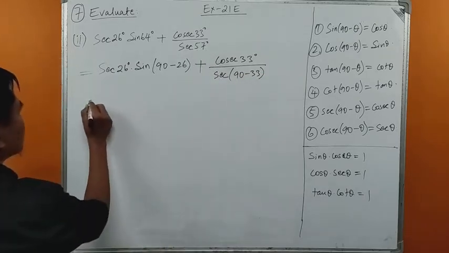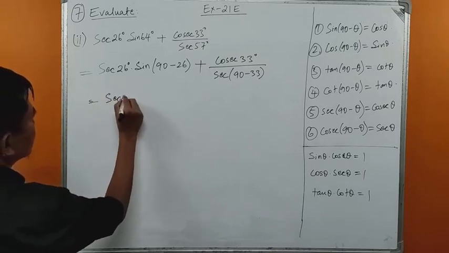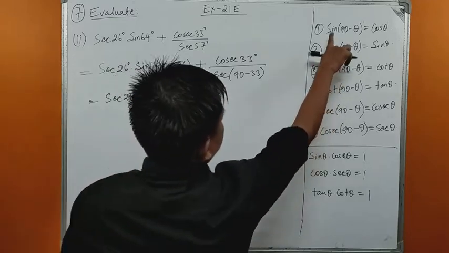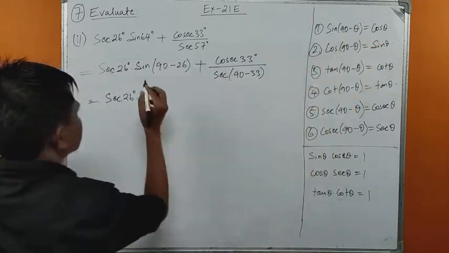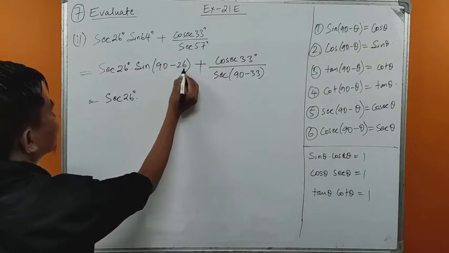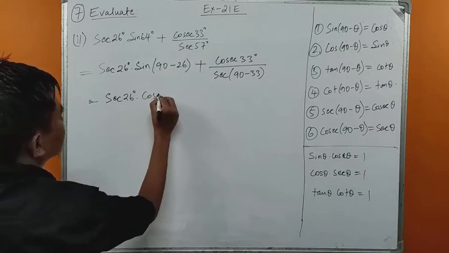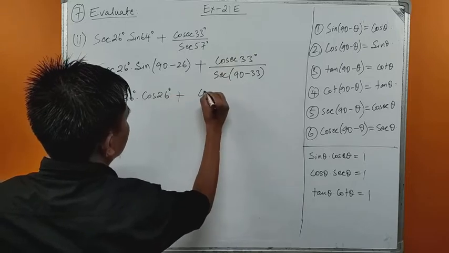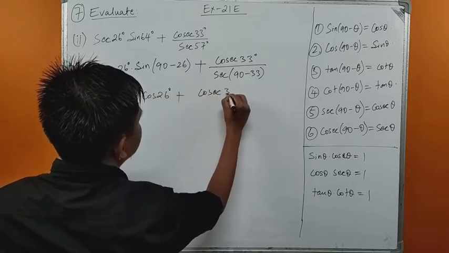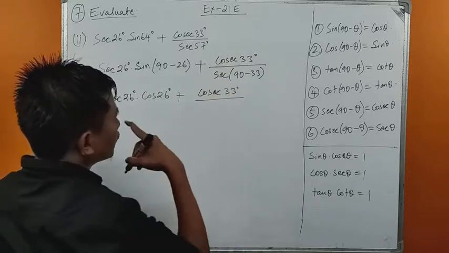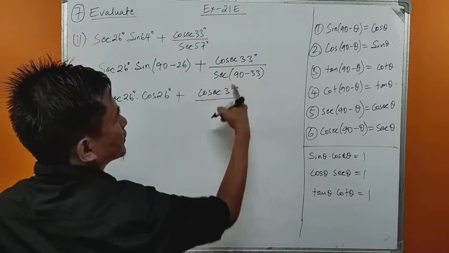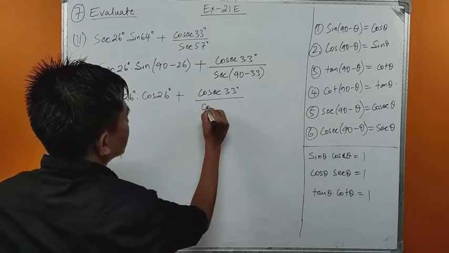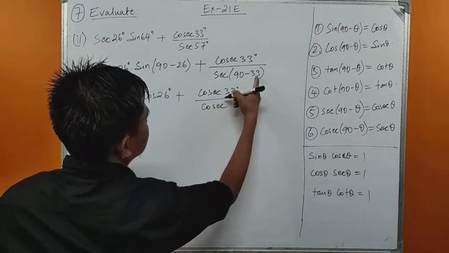Okay. So this is sec 26 degree into sine 90 minus theta. Sine 90 minus theta is cos theta, isn't it? Sine 90 minus theta, theta is 26. This is cos 26 degree. Plus this cosec 33, I copy as it is, cosec 33 degree, and in the denominator I have sec 90 minus theta. So sec 90 minus theta is cosec theta. That means cosec theta, theta is 33 degree.